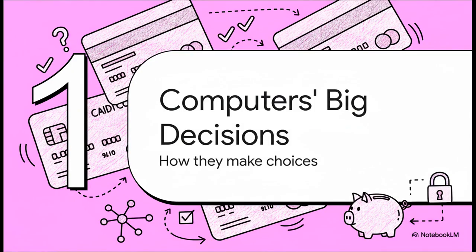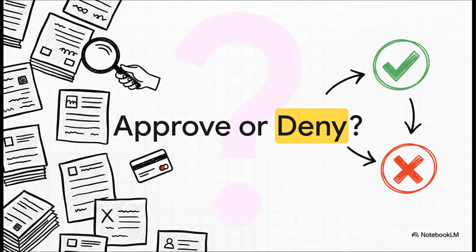To really wrap our heads around this, let's jump right into a pretty high-stakes scenario. Let's say you're a huge credit card company. Every single day, thousands, and I mean thousands of applications hit your desk. Every one is a real person hoping to get a new card. And you have to make the call: approve or deny. Getting that right thousands of times a day, that is a massive, massive challenge.